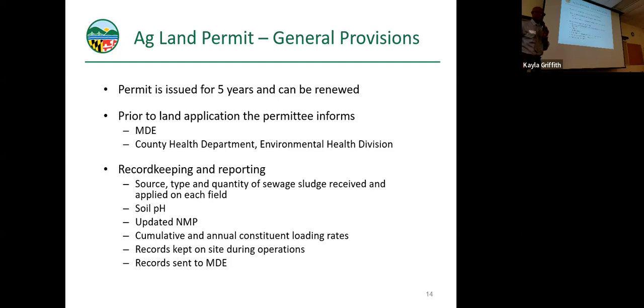So these are the general provisions for application of sewage sludge on land. A permit is issued for 5 years and can be renewed after 5 years.